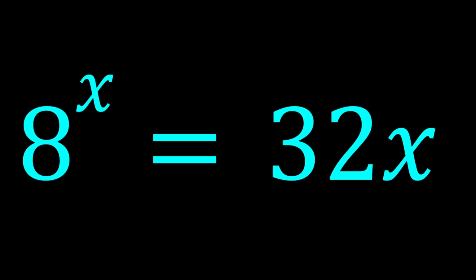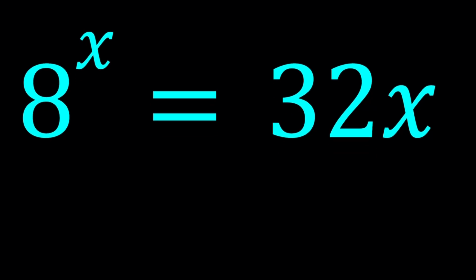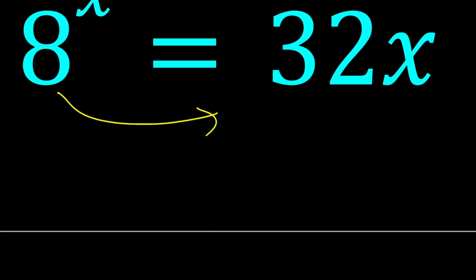Okay, let's get started. Now, when you have an equation with x and some base number to the power x, you can put those two things on the same side and then clean it up a little bit to make it appropriate for our special function. So let's go ahead and do that. I'm going to multiply both sides by 8 to the power negative x, or in other words, divide by this. That's going to give us 32x divided by 8 to the power x equals 1.